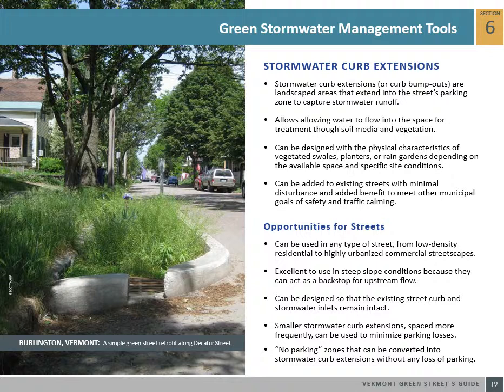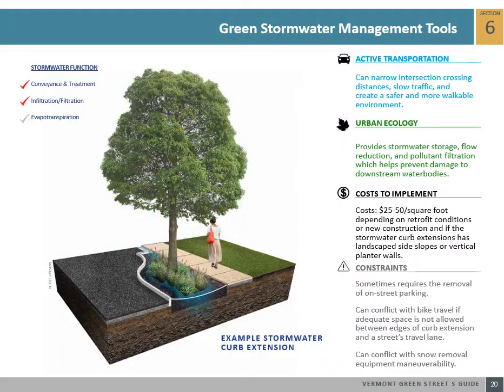Stormwater curb extensions typically cost between $25 and $50 per square foot, depending on retrofit conditions or new construction, and if the stormwater curb extension has landscape side slopes or vertical planter walls. Common constraints with stormwater curb extensions include they sometimes require the removal of on-street parking. They can conflict with bike travel if adequate space is not allowed between the edges of the curb extension and a street's travel lane. And finally, they can conflict with snow removal equipment maneuverability.